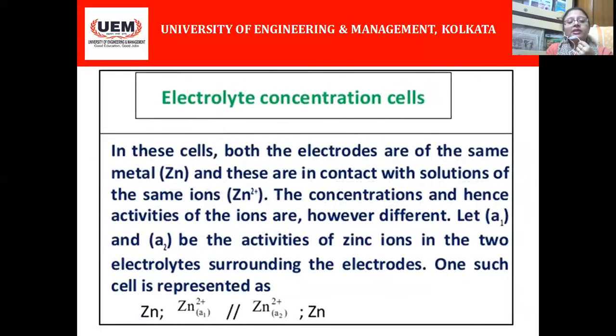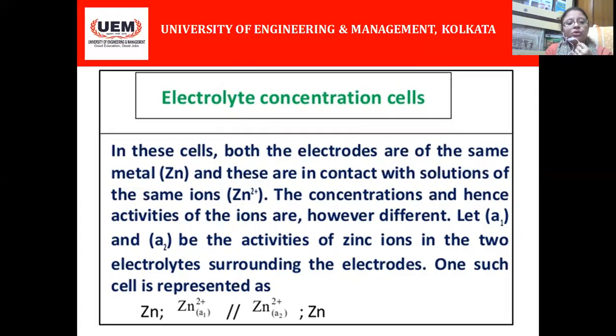Now second is the electrolyte concentration cell. Say you are taking zinc sulfate as one half cell and zinc sulfate as another half cell. But if you are varying the concentration of zinc sulfate in both the half cells, then you can construct an electrolyte concentration cell. Say you are taking 1 molar zinc sulfate solution in one cell and 5 molar solution of zinc sulfate in another cell as electrolyte. So by varying the concentration of the electrolyte, you can construct an electrolyte concentration cell.